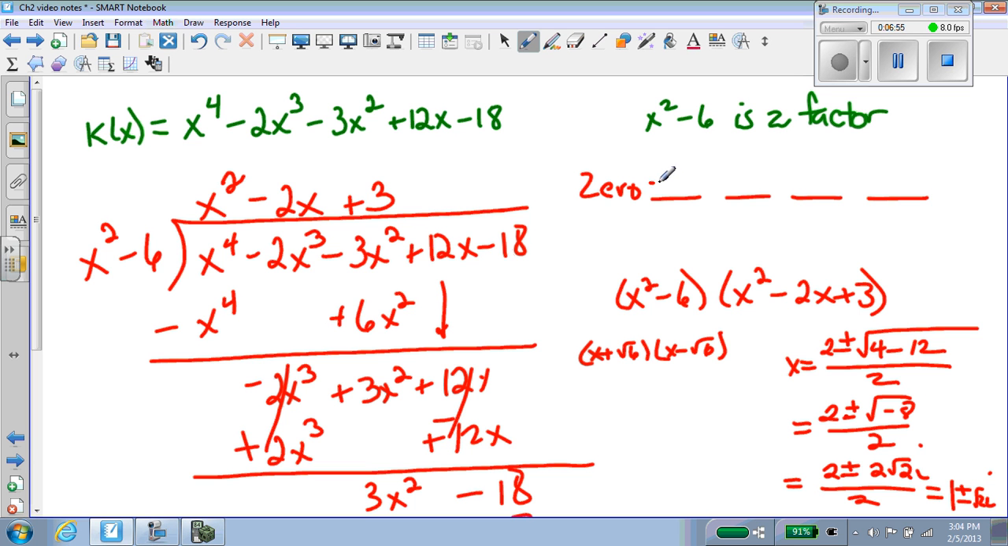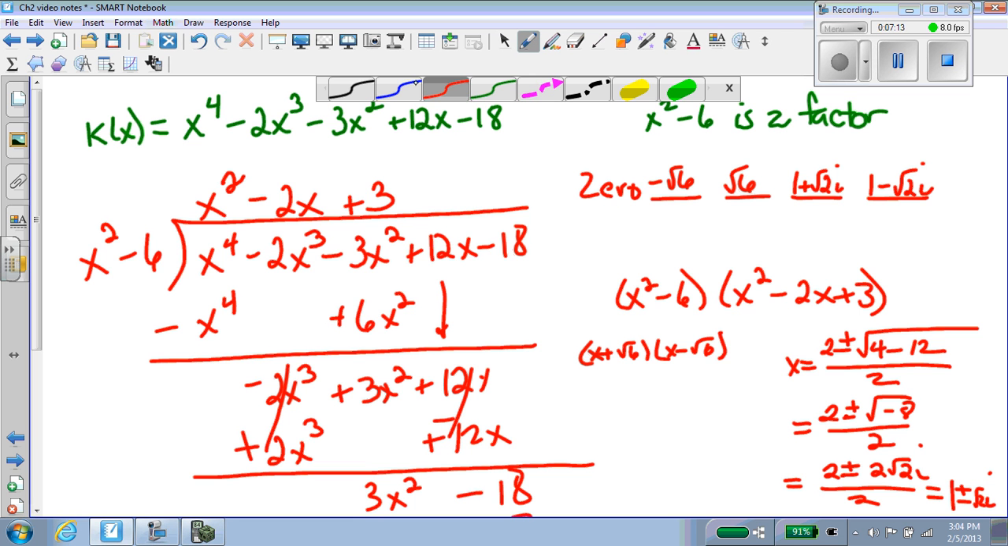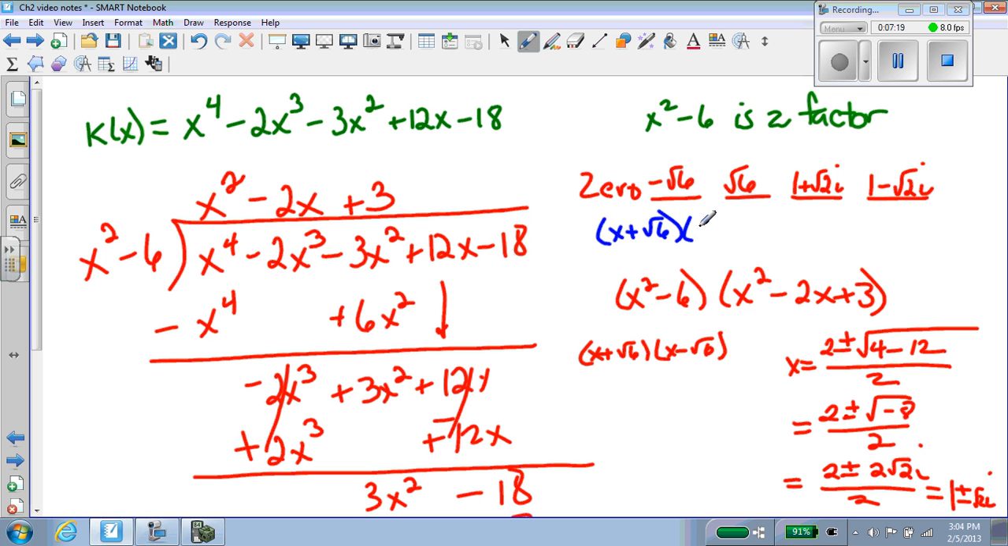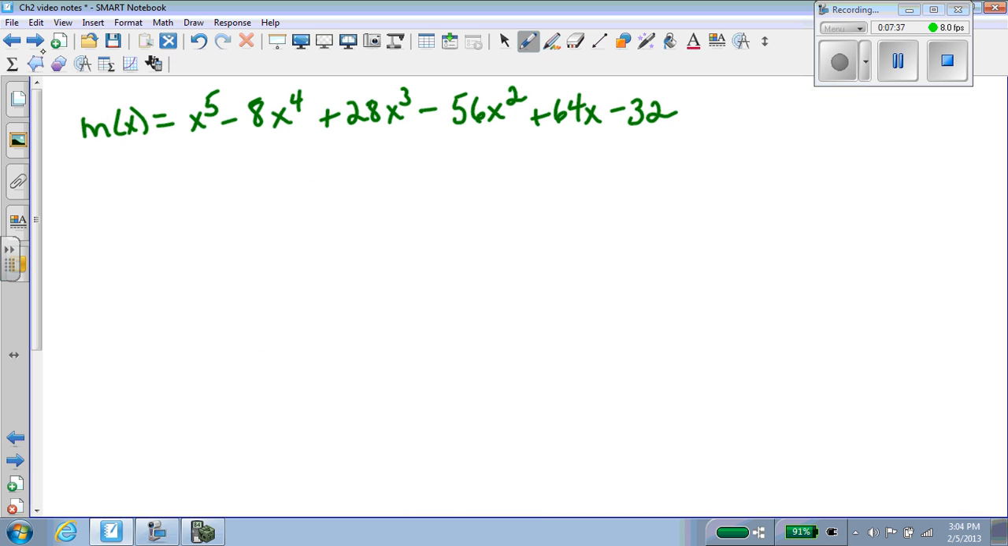I've got my negative root 6, my positive root 6, my 1 plus root 2i, and my 1 minus root 2i. So my complete factorization, I think I should change colors here. x plus root 6, x minus root 6, x minus 1 minus root 2i, x minus 1 plus root 2i. Phew, 4 factors. Okay.